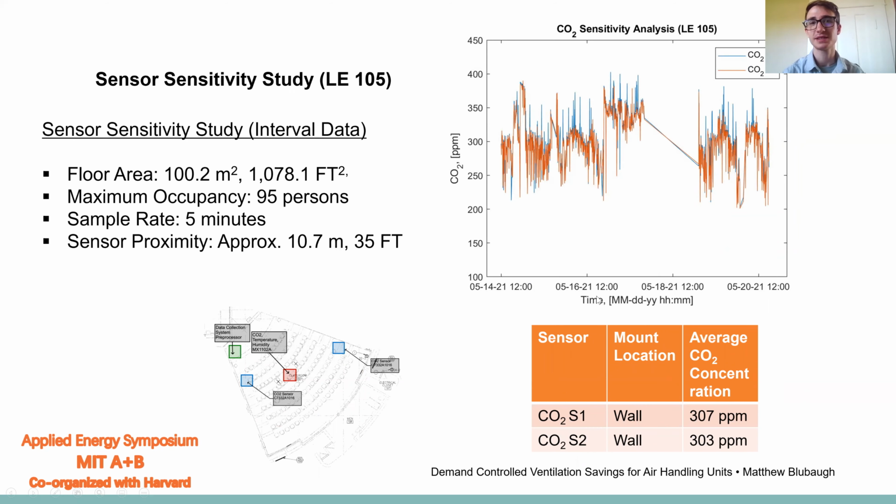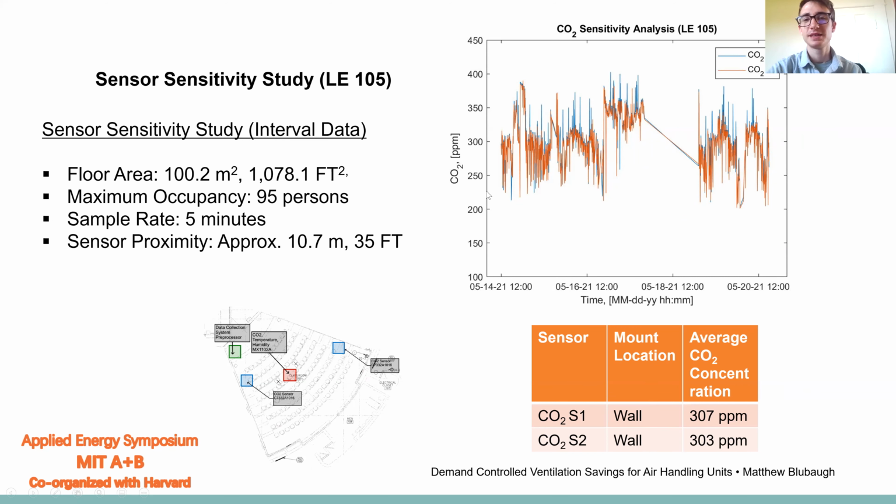And then moving on to the last classroom, LE105. This is the smallest classroom in the lecture hall zone that we're analyzing. And we see here, again, the blue boxes, the sensors, and their proximity is relatively similar to the last classroom, LE101. It's about 35 feet. And both are mounted on the wall, so both have the same kind of relationship to occupancy height.